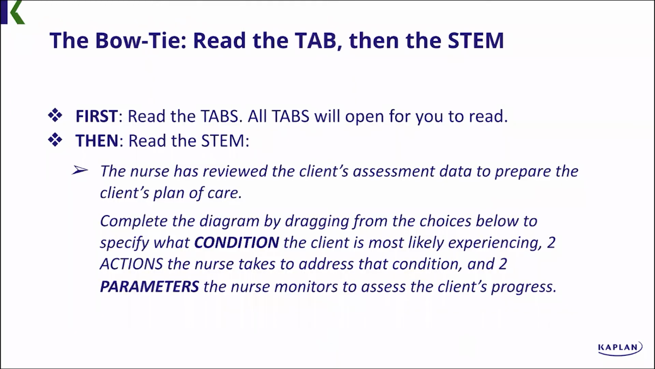How should you approach completing the bow tie? First, read the information in the tabs, all of the tabs. Then, look at the stem. The nurse, that's you, has reviewed the client's assessment information. That was what was presented in the tabs. Complete the diagram from the choices below to specify what condition the client is most likely experiencing, 2 actions the nurse takes to address that condition, and 2 parameters the nurse monitors to assess the client's progress.